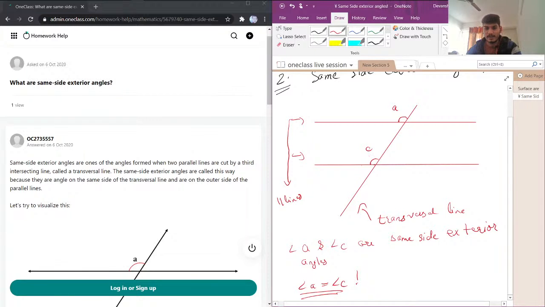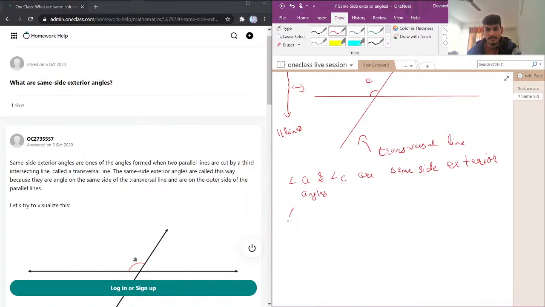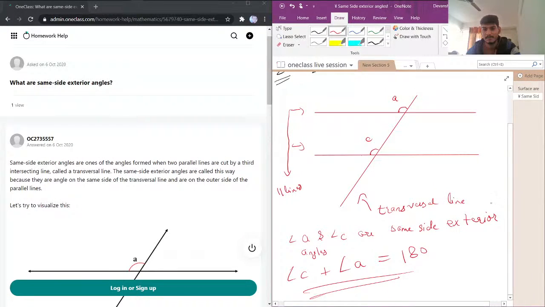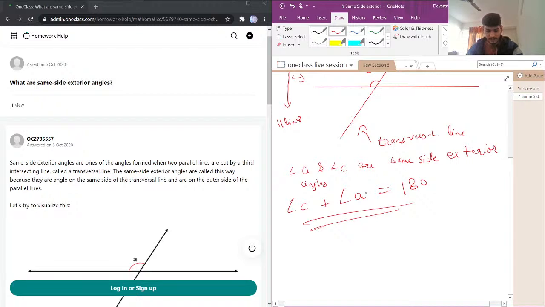Okay, I made a mistake. These are not equal, because it will void the alternate interior angle property. The sum of angle C and angle A is equal to 180 degrees. These are supplementary angles. So angle A plus angle C will be equal to 180 degrees.